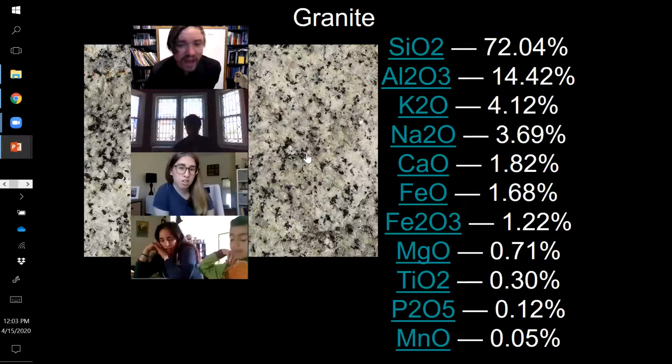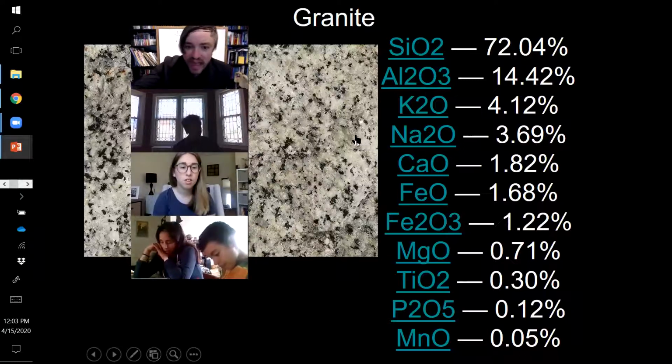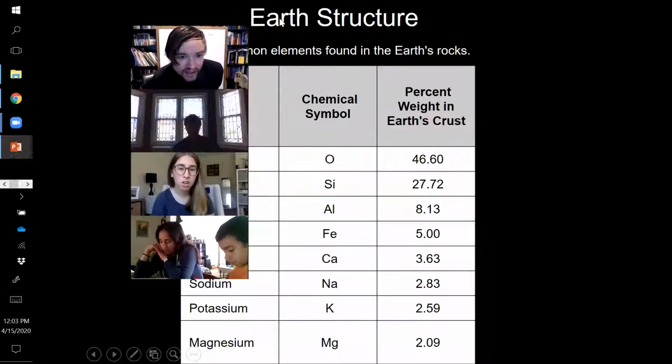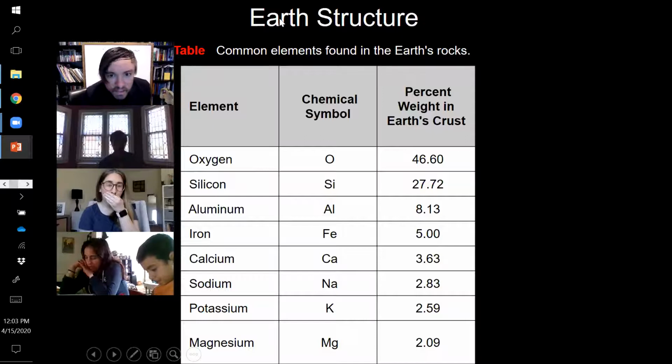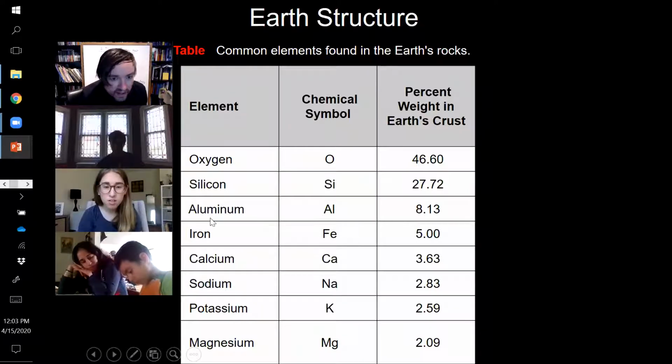My way of thinking about it is, what if we just took the crust of Earth and we vaporized it into pure atoms? What would we come up with? This slide tries to show us that. By percent weight in Earth's crust, the greatest contribution is just oxygen atoms, followed secondly by silicon. So there's your silicon dioxide. And then you've got bits of metals like aluminum and iron and calcium.